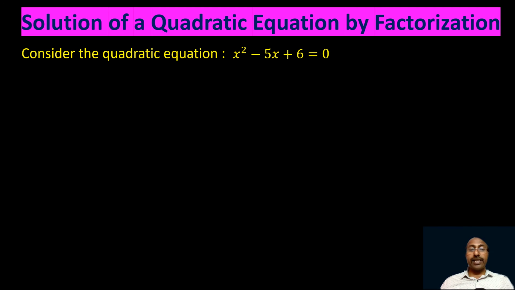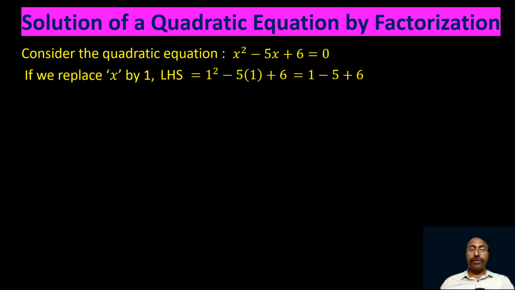If you replace x by 1, then the value of the LHS, that is the value of the polynomial x square minus 5x plus 6 at x equal to 1, is 1 square minus 5 into 1 plus 6, which is 1 minus 5 plus 6, equal to 2, and which is not equal to the RHS of the equation. That is, here x equal to 1 does not satisfy the quadratic equation.